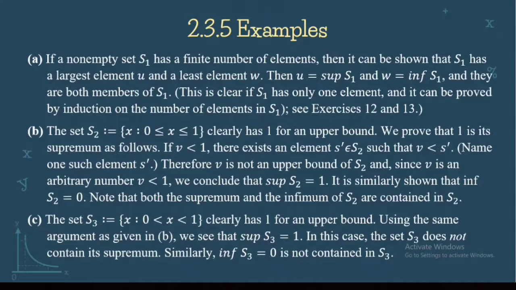The third example is the set S3, all x such that x is greater than 0 and less than 1, which clearly has 1 as an upper bound. Using the same argument as given in B, we see that the supremum of S3 equals 1, and in this case, the set S3 does not contain its supremum. Similarly, the infimum of S3 equals 0 and is not contained in S3.